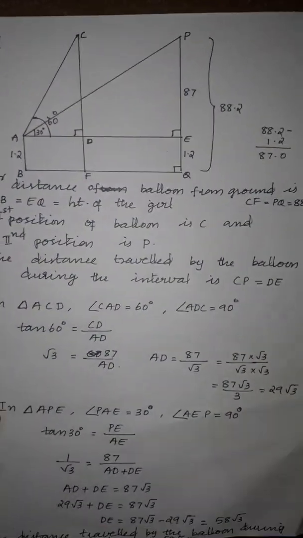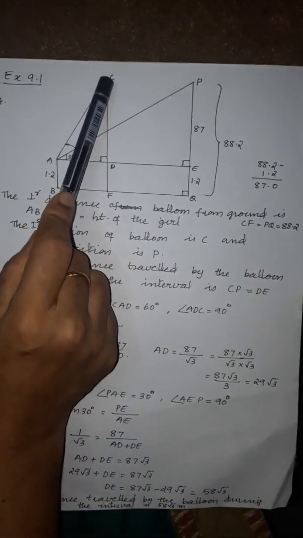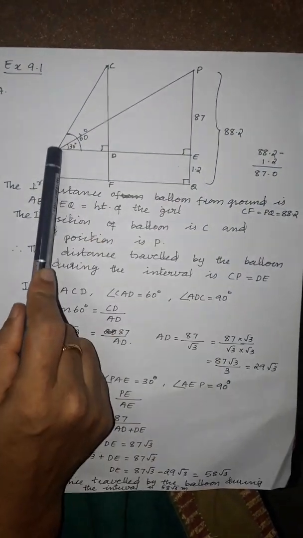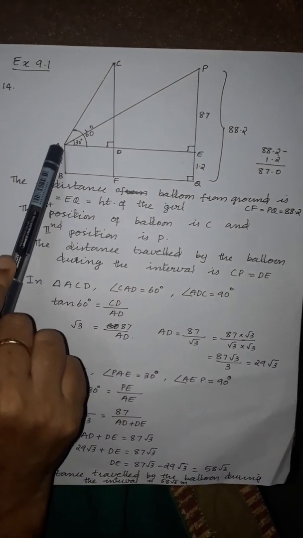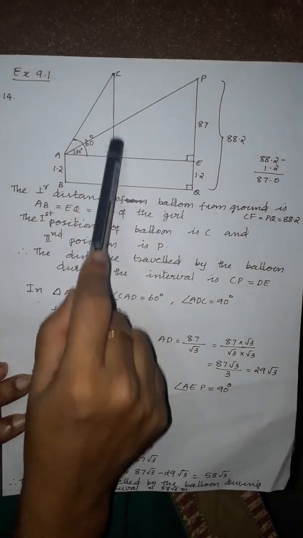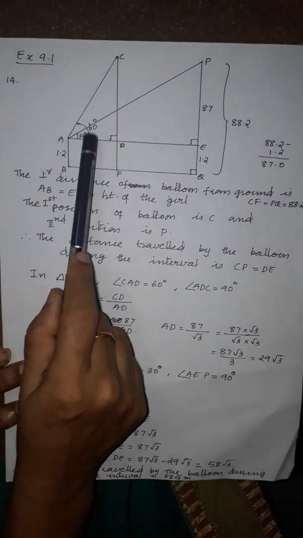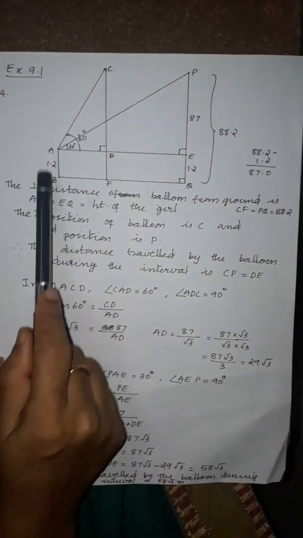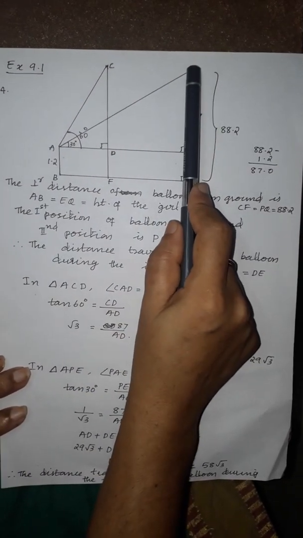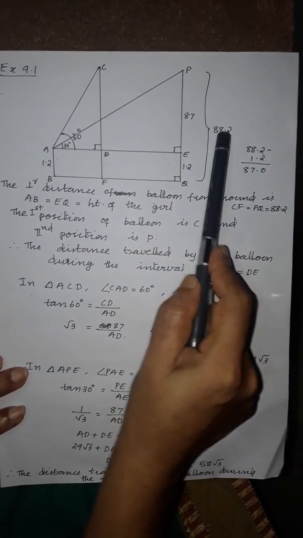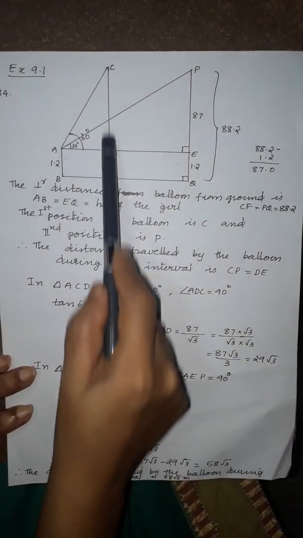You see here, the first balloon position is C. After some time the balloon position is P. The girl is AB, which I have taken. The girl's height is given as 1.2 meters. The first angle of elevation is 60 degrees, and after some time the angle of elevation is 30 degrees. The perpendicular distance from the balloon to the ground, that is PQ, is 88.2. See, PQ is equal to CF.